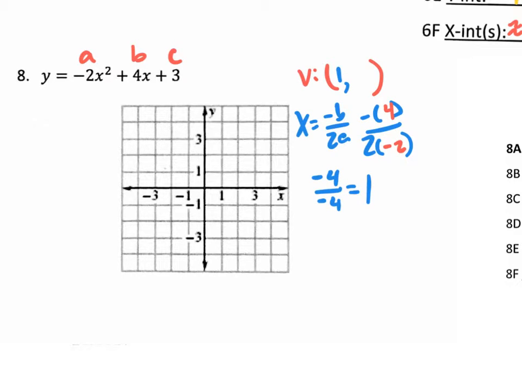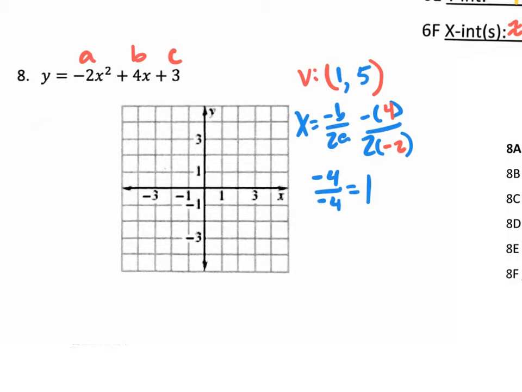We're going to plug in 1 to find the y value. For the sake of time, let's just do it in our head here. What's 1 squared? 1. What's -2 times 1? -2. What's 4 times 1? 4. What's -2 plus 4? 2. 2 plus 3? 5. So when you plug in a 1, you get out a 5. So our vertex is +1, 5.